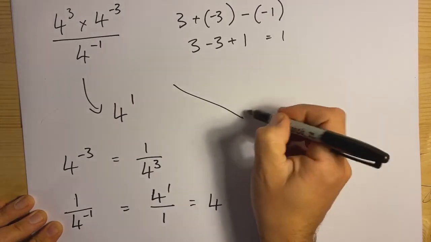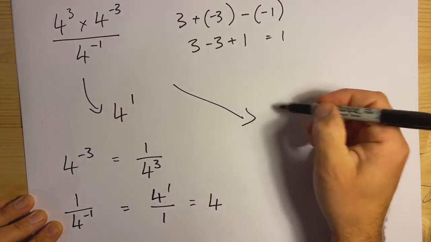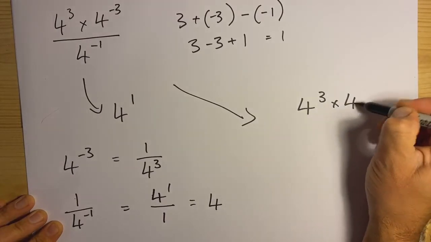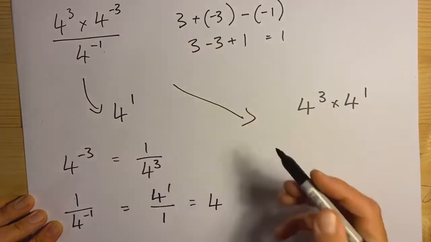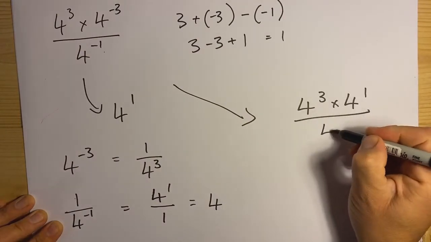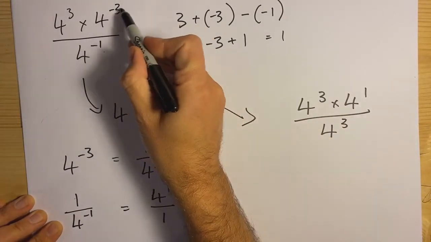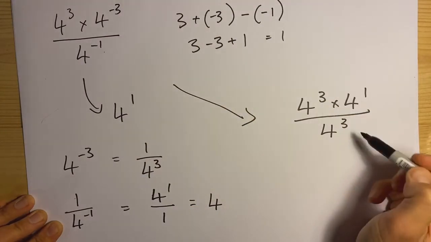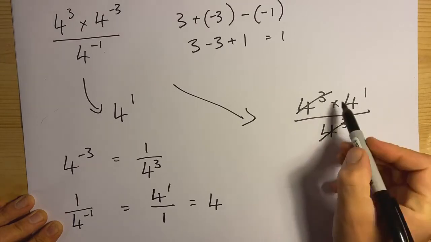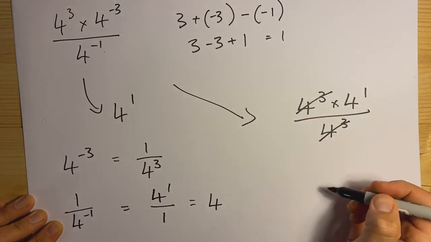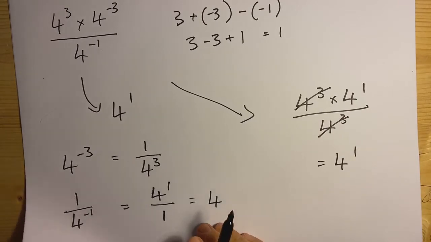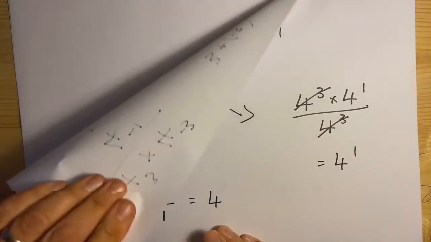So now if we come over here, we can write this slightly differently. We can write this as 4 cubed times 4 to the power 1, because we've moved this 4 up to the top, all divided by 4 cubed, because 4 to the minus 3 is the same as 1 over 4 cubed. So we're left with this, and then we can see that the cubes cancel out, and we're just left with 4 to the power 1. Okay, that's question 1C. Maybe there might be some questions to do with that one.